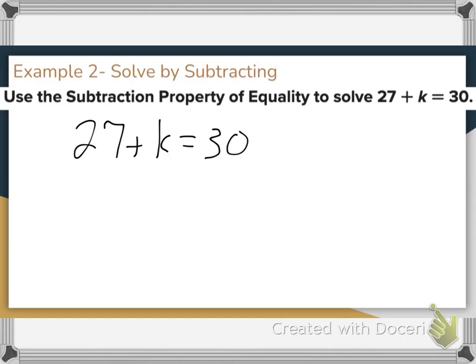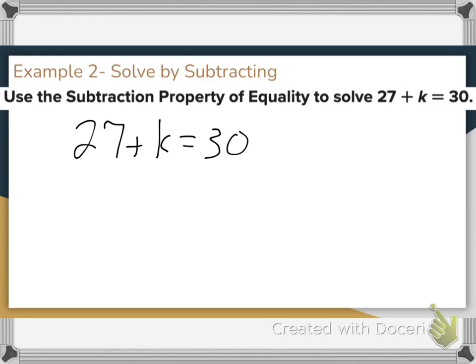What's my variable? k. Is it on the left or right side of the equal sign? Left. It's on the left of my equal sign. Is k completely by itself on the left side? No. So to solve it, I've got to get k by itself. What's on the same side of the equal sign as k? 27, right? It's 27 plus k. I don't want you to get caught up on this plus sign right here. This plus sign is making k positive. Does that make sense? Yes.